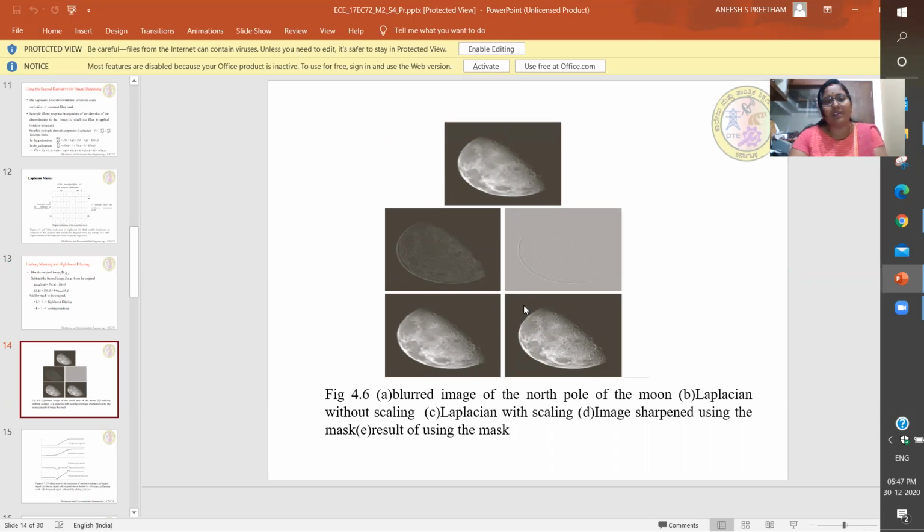So the first figure is a slightly blurred image of the north pole of the moon. Second, Laplacian without scale. Third is the Laplacian with scaling. Fourth image is sharpened using the mask. The last image is the result of using the mask.